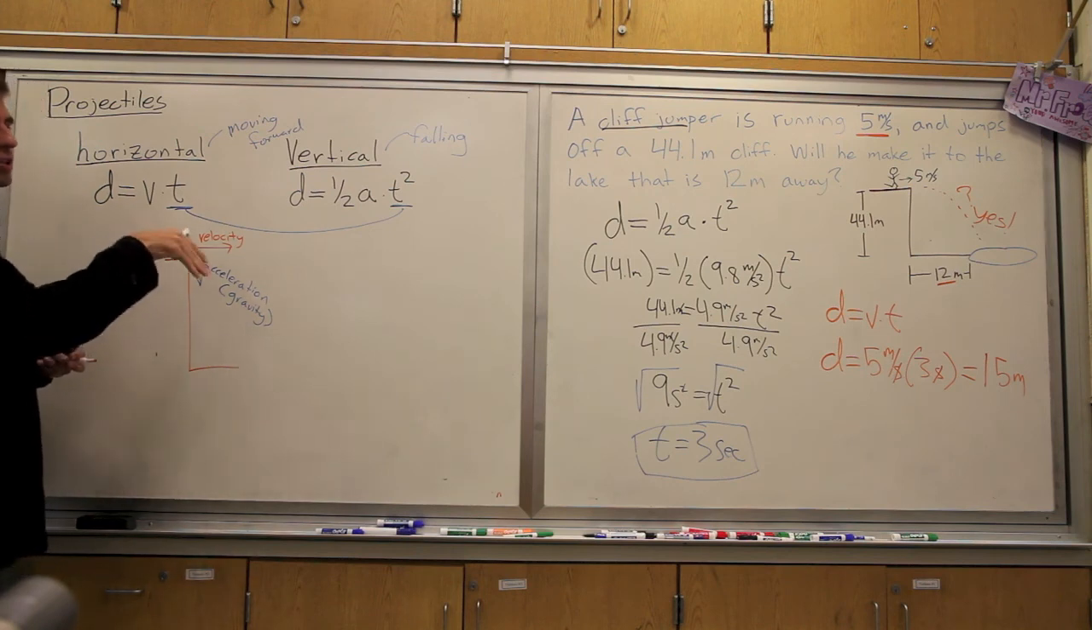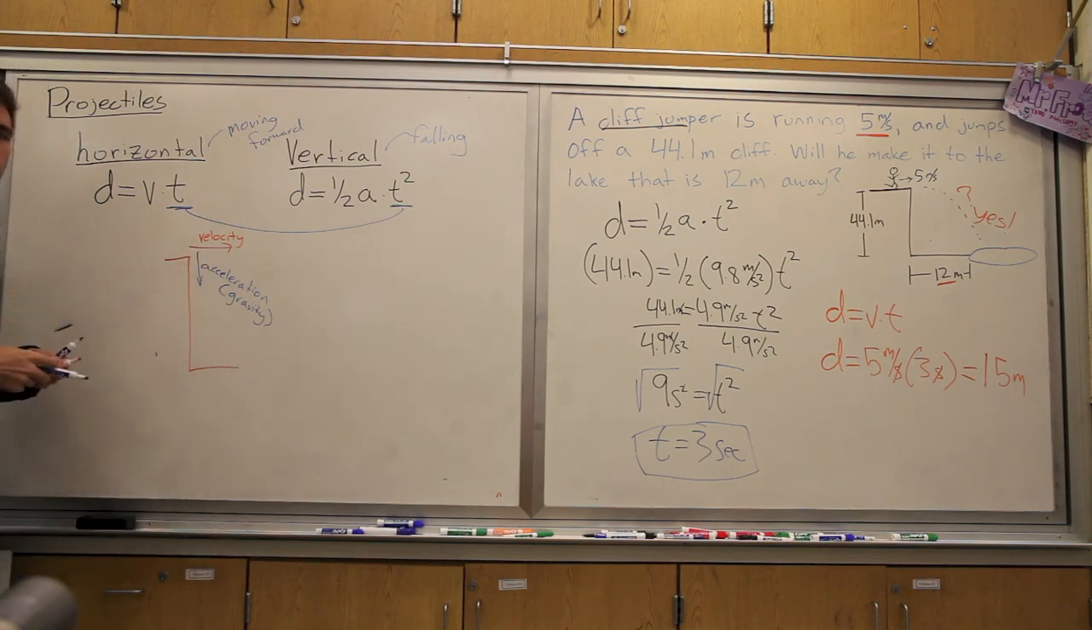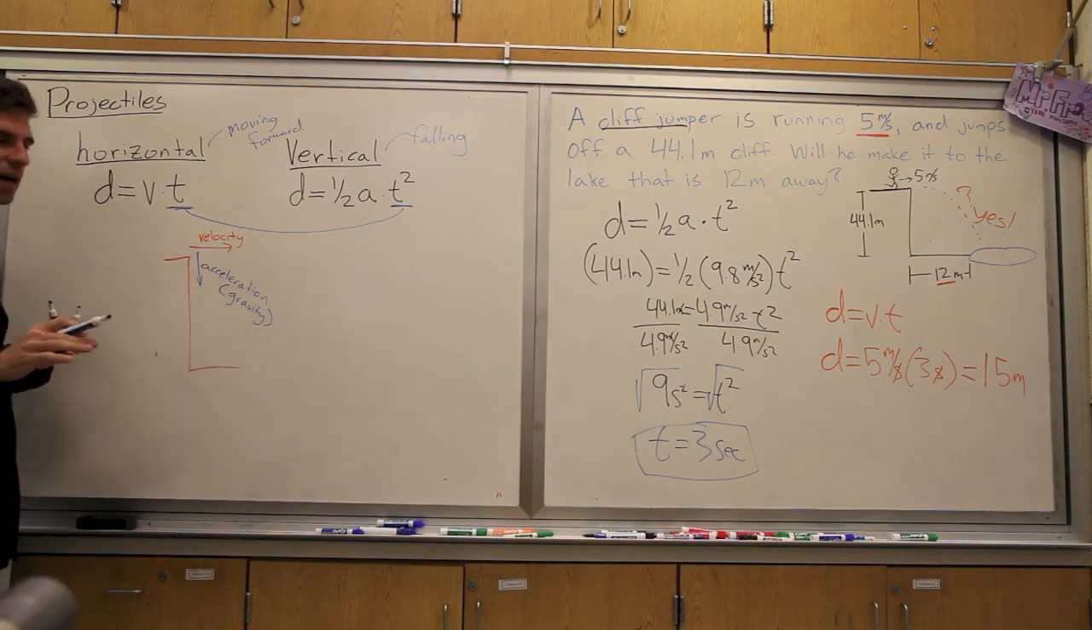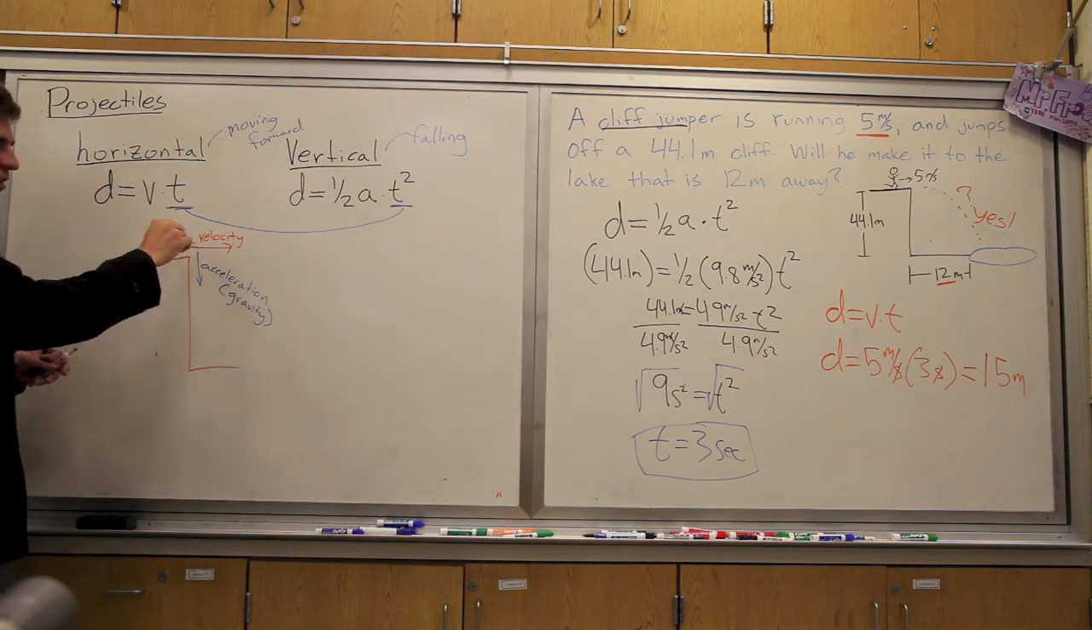If you remember those two things and these two formulas, you'll be able to solve any simple two-dimensional projectile. In the future, we'll talk about projectiles that are launched at an angle off the cliff, but we don't need to worry about that now. Just worry about horizontal and vertical.